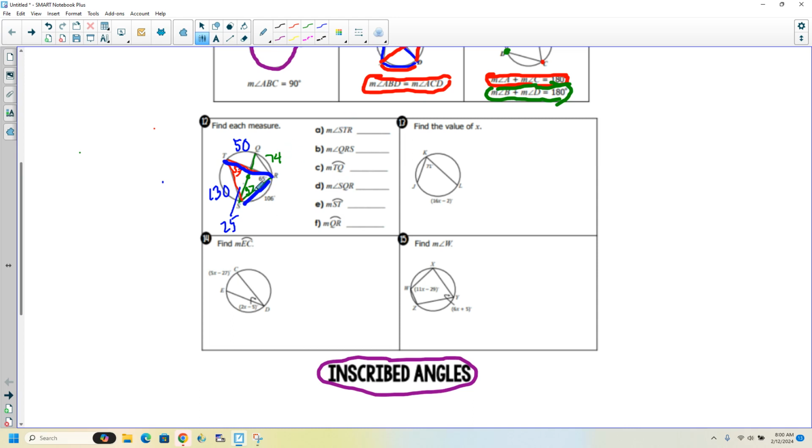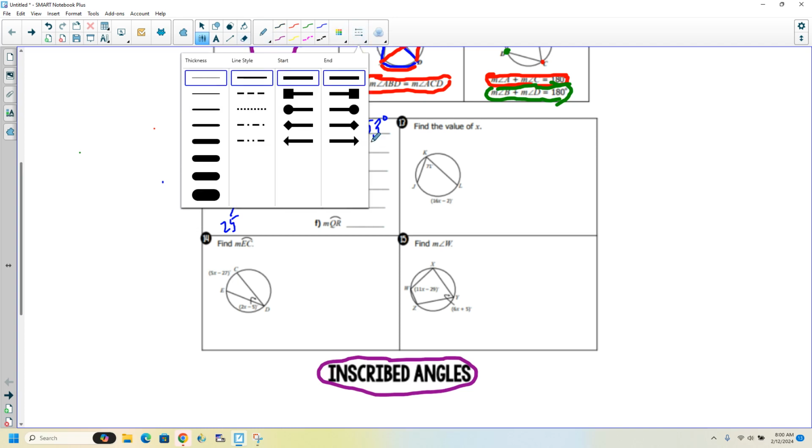Angle STR, we had that at 53 degrees. Angle QRS, I didn't write that one in, but angle QRS gives me this whole semicircle. So it's half of that, which is going to make for 90 degrees.